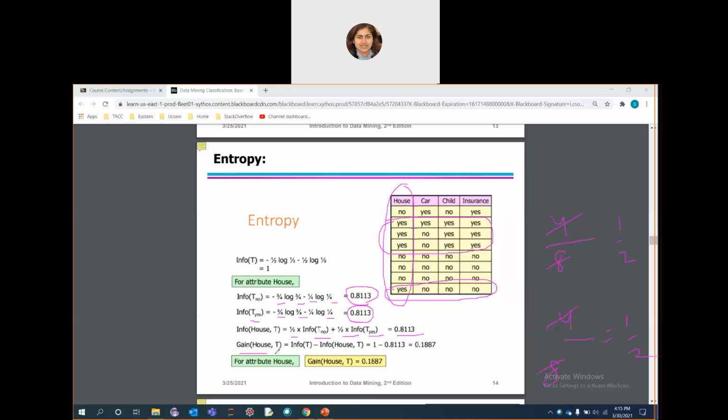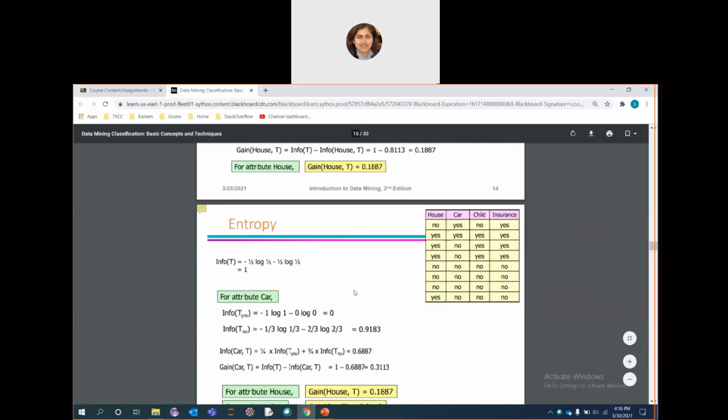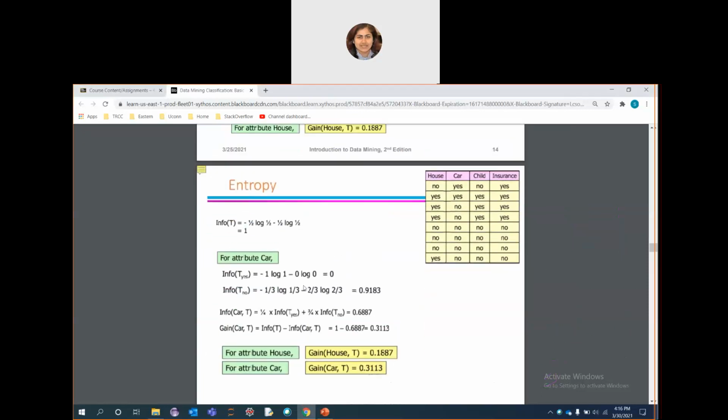Then the final gain will only be dependent on the overall info T subtracted by info of house T. When you have that, this is the value that we receive. So the information gain in the given data set in terms of this single attribute, that is house, we got 0.1887. In the same way, we will now find out the entropy about the car attribute.